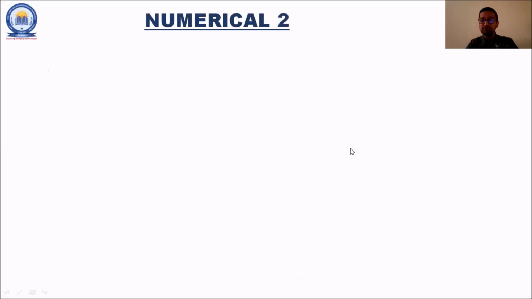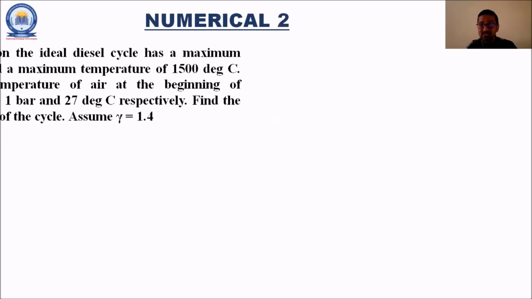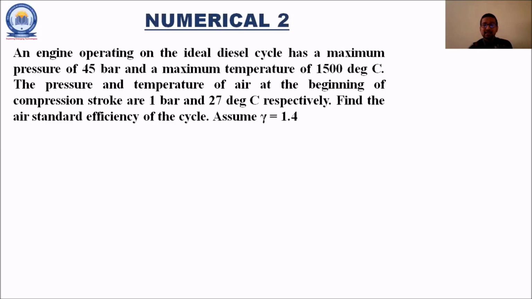So now let us proceed further and solve another type of the numerical in context of the diesel cycle. An engine operating on the ideal diesel cycle has the maximum pressure of 45 bar and maximum temperature of 1500 degrees Celsius. The pressure and temperature of air at the beginning of compression stroke are 1 bar and 27 degrees Celsius respectively. Find the air standard efficiency of the cycle. Assume gamma is equal to 1.4.